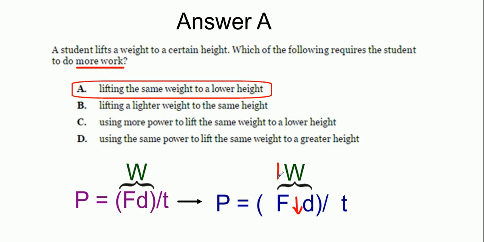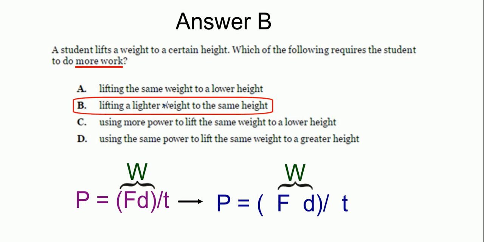To a lower height. That means work goes down, doesn't it? F times a smaller d. It's not increasing work. Out it goes. Let's try B. Lifting a lighter weight, less force. Same height. What's that going to do? Isn't that also going to reduce work? Smaller F. B is out.